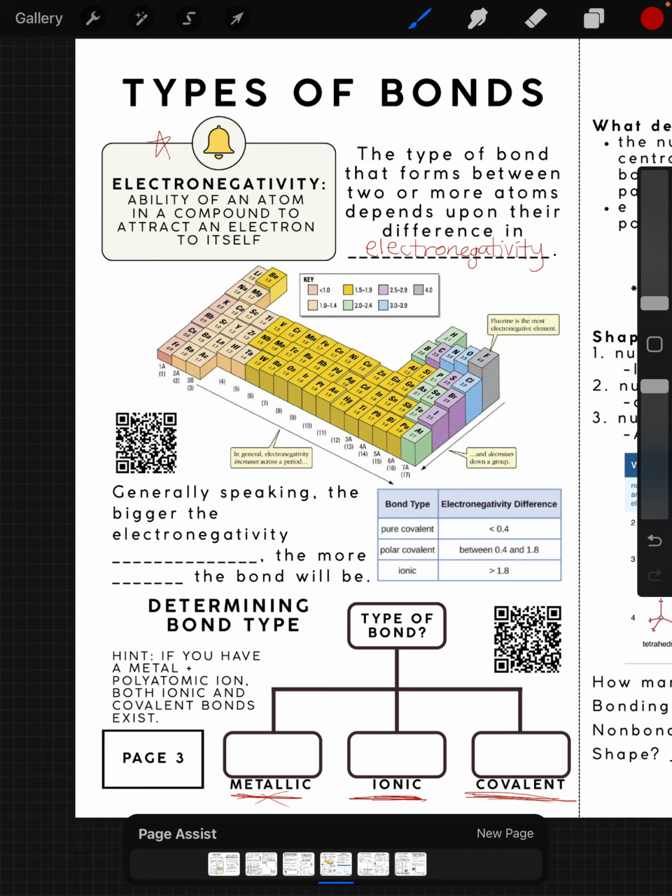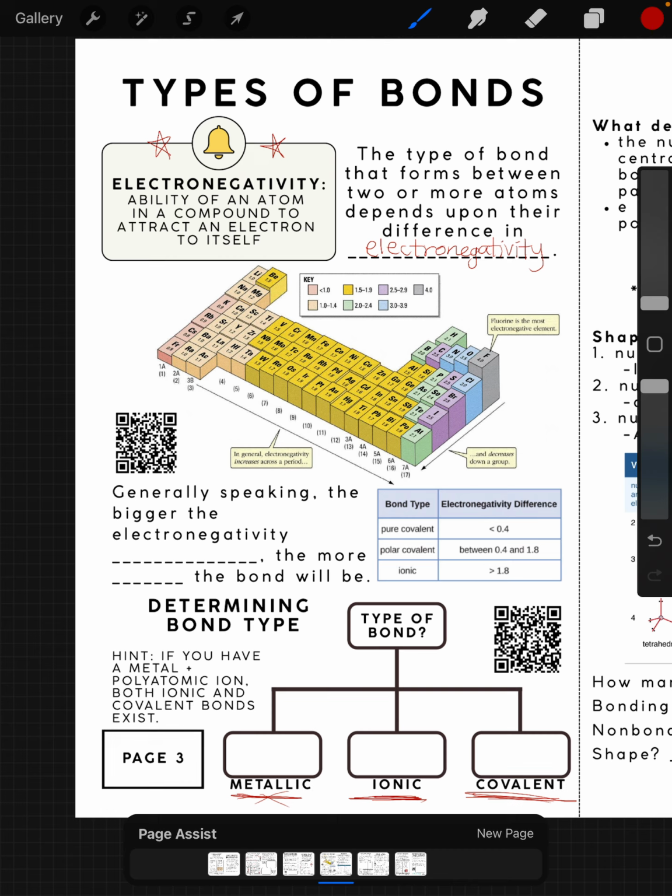So this little bell right here is reminding you, hey, this is what electronegativity is. I know some of us are a little bit rusty in this from the last unit, so I'm going to go ahead and explain it really quickly. Electronegativity is the ability of an atom in a compound to attract an electron to itself.